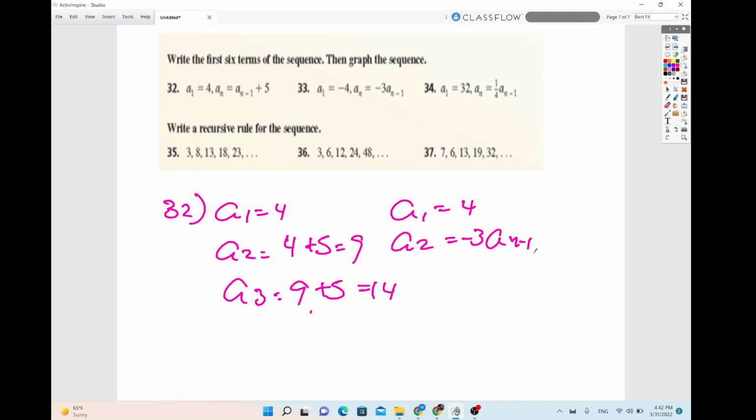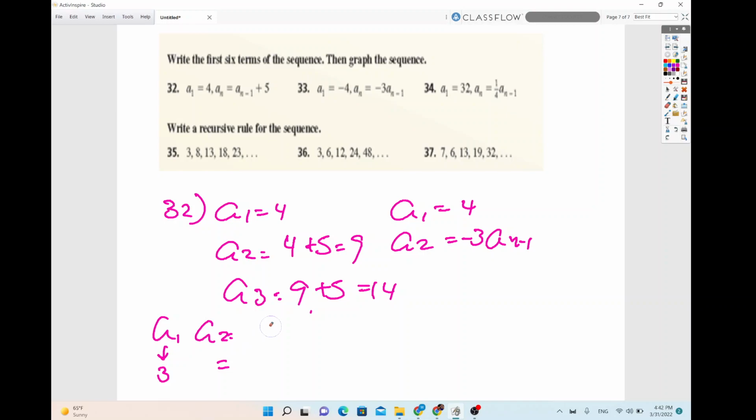Okay, so now let's see what else that we have for the rest of this. Write a recursive rule for the sequence. So recursive rule, that means it's just like a special pattern. You can come up with the number. So a sub 1, if the a sub 1 is 3, so what's a sub 2? 3 plus 5, right?